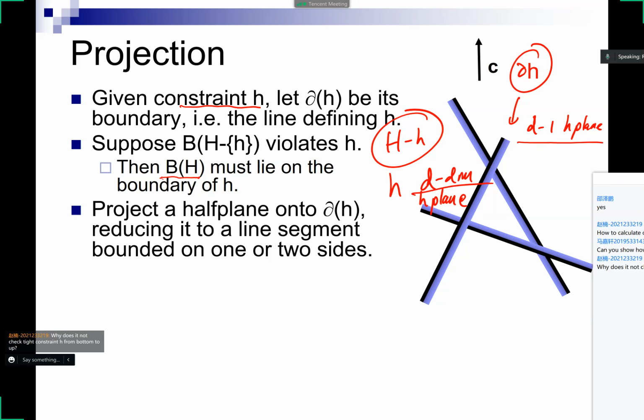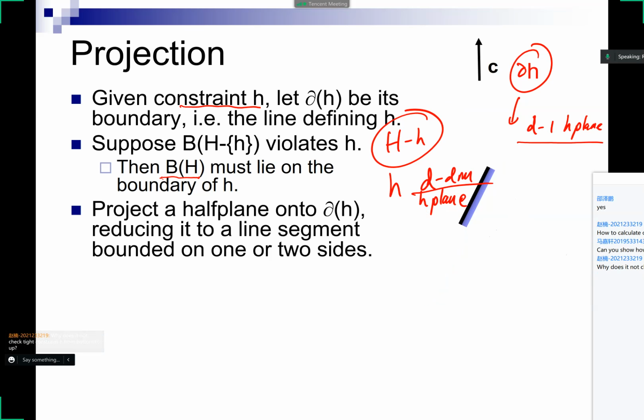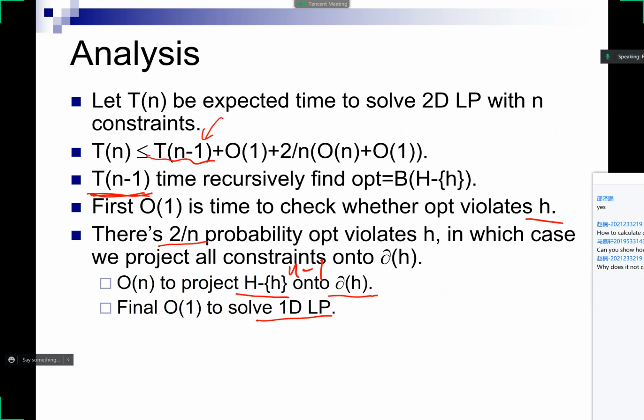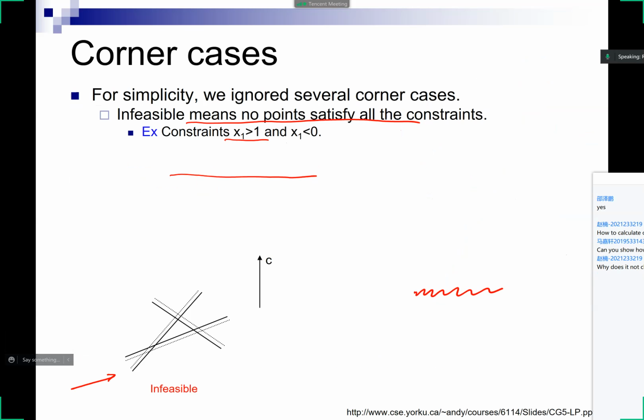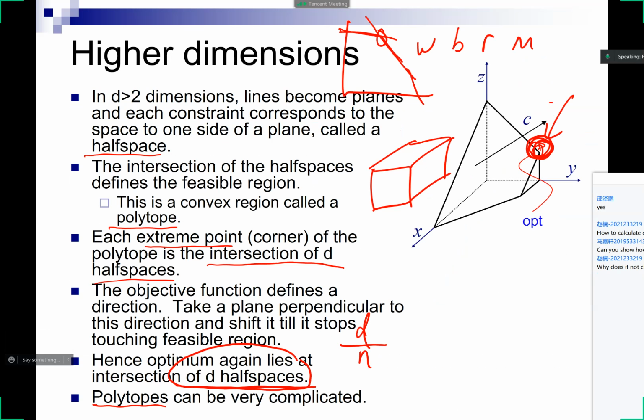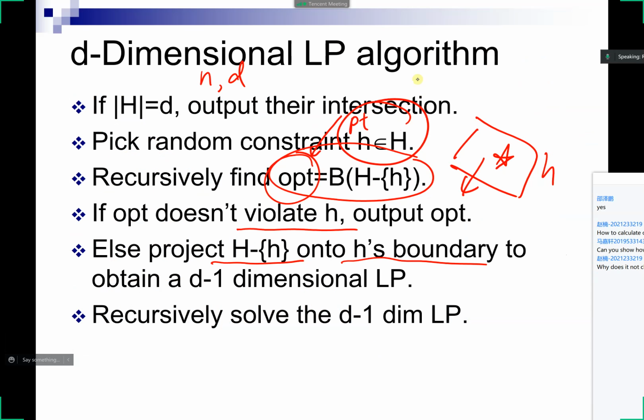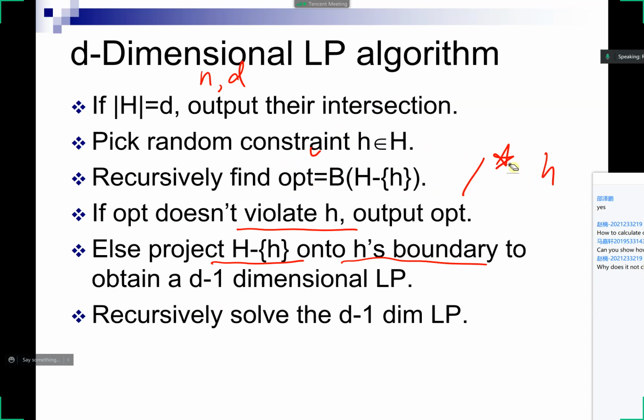Okay, any other questions? Why does it not check tight constraint h from the bottom up? Oh, okay. Yeah, I don't know. It's possible to redo this algorithm to do what you're saying, but the way the algorithm is currently formulated is that, and it's a very nice recursive formulation, right? The current formulation is just that you see what happens if you take out this little h constraint.